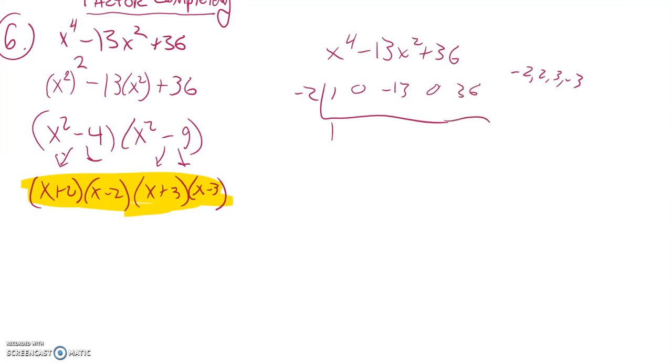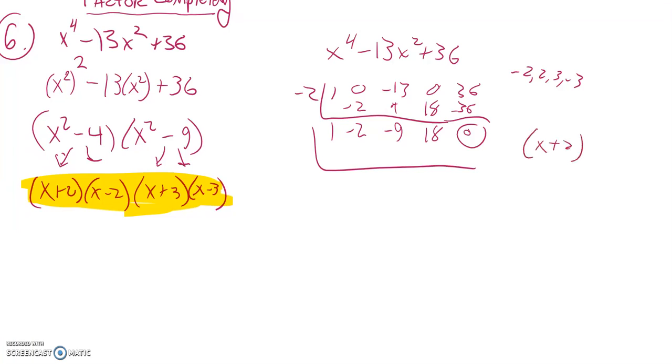So bring it down. Multiply. Add. Multiply. Add. Multiply. Add. Multiply. Negative 36. So negative 2 goes into it. Notice what we did is we factored out x plus 2. I'll try to put 2 into it. Bring it down. Multiply. Add. Multiply. Add. Multiply. Add. We factored out an x minus 2 right there.